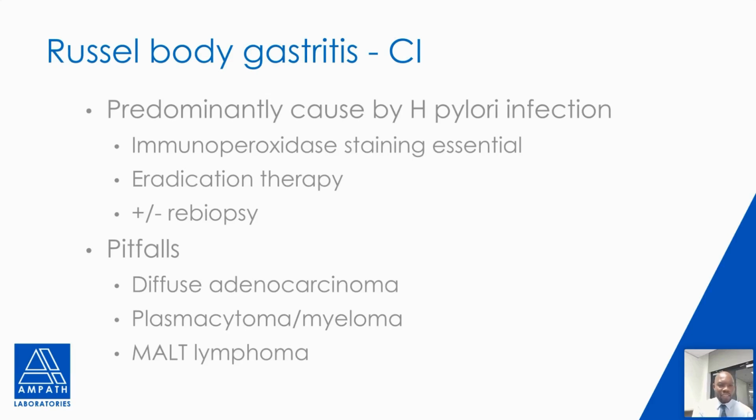So eradication therapy is important in these patients. Rebiopsy may or may not be necessary. The consideration that one has to make sure they are not overcalling is a diffuse adenocarcinoma, as a mimic, or a plasmacytoma or a MALT lymphoma, which may also have Russell bodies in it as well. So these are areas that we generally would be concerned to make sure we are not missing.